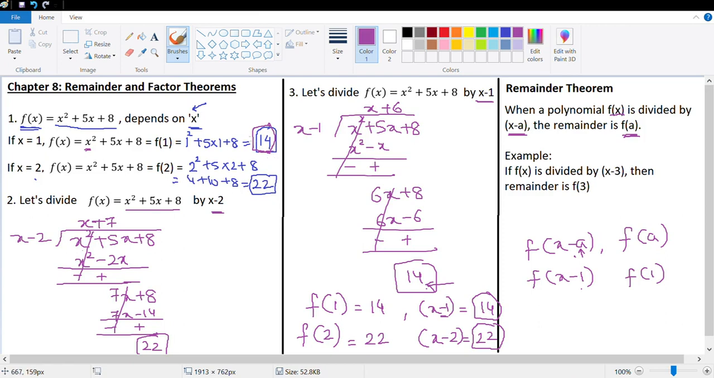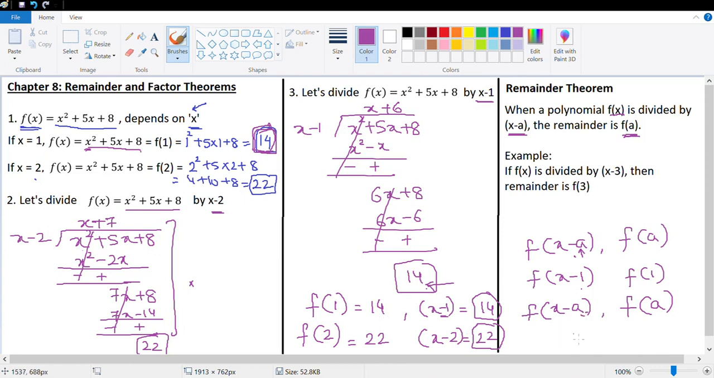What does it do? It helps us not do the actual division, and still figure out what the remainder will be. So had I not done this division at all, I could have told you, if you divide x squared plus 5x plus 8 by x minus 1, the remainder will be 14. So it reduces the step of dividing, and it gives us the remainder directly. Let's look at what we did for the second one. So it says, if the polynomial is divided by x minus a, then the remainder is f(a). In the second case, our a was 2.